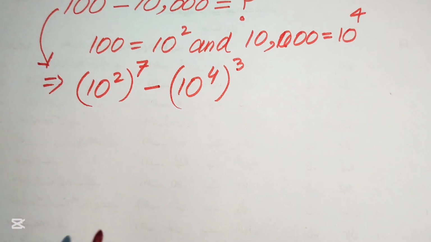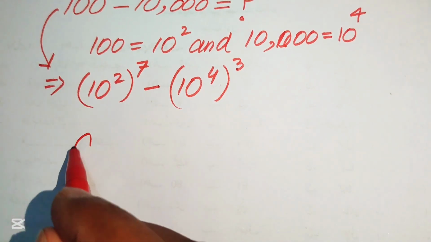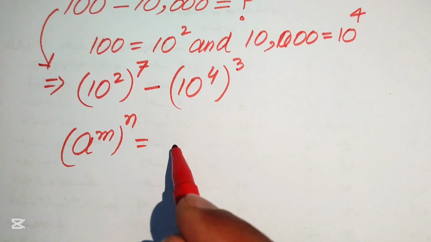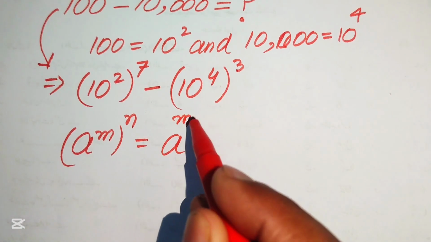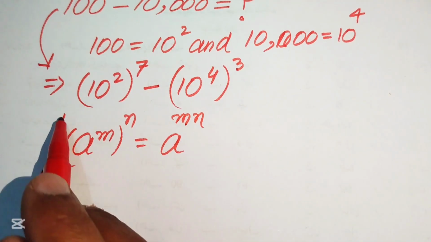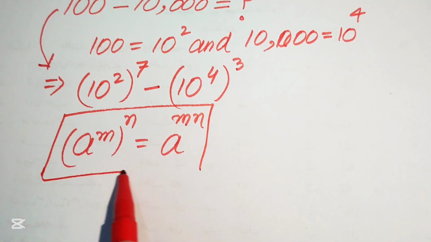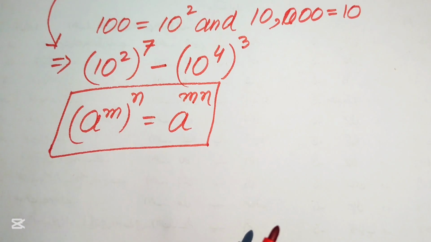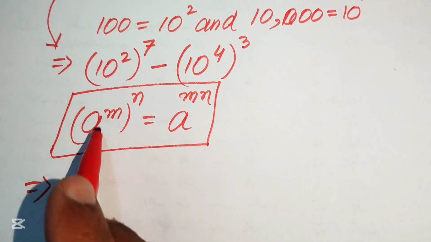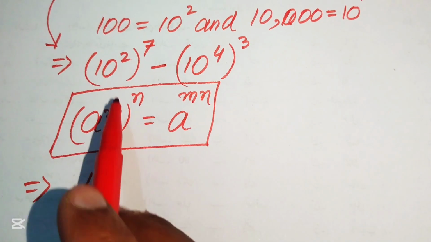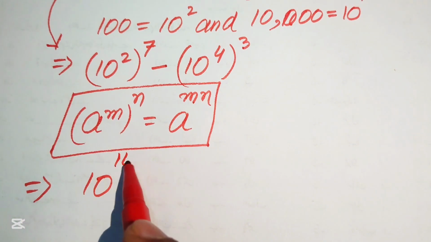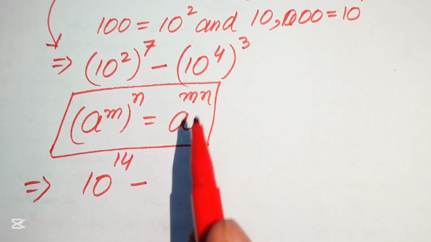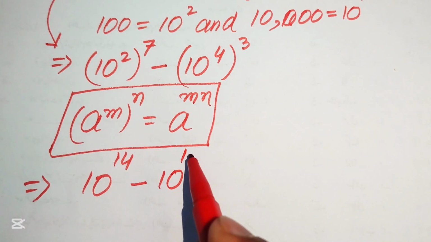So further we need the exponent law, and you know that if you have a to the power of m to the power of n, it equals a to the power of m times n. Here we apply this nice exponent law on both of these terms, so in the first term, it will be written as 2 sevens are 14, minus, here we write this term as 4 times 3 becomes 12.